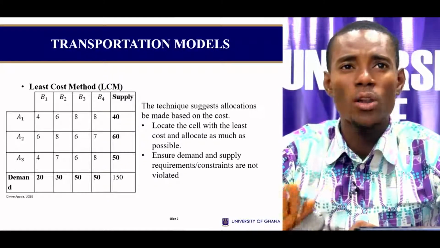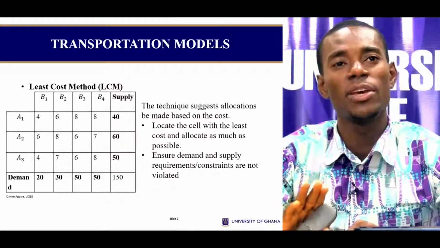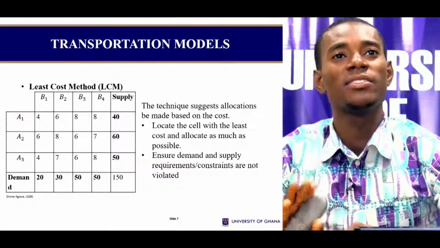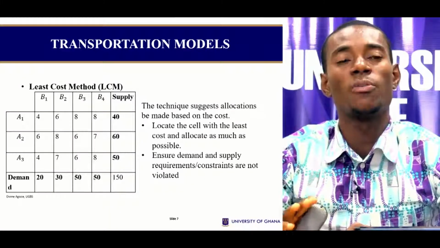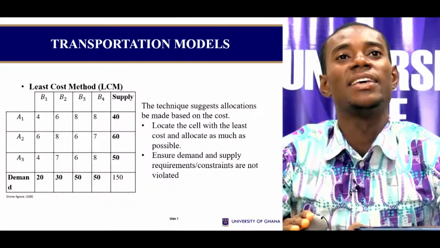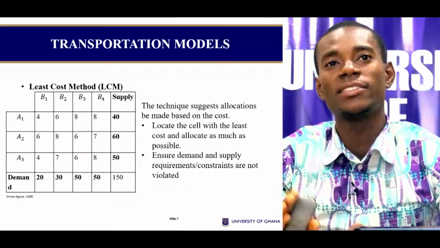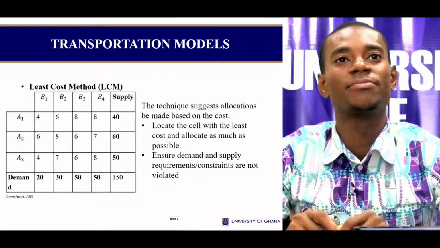So look in all the cells where we have the per unit cost for each, so from A1 you say 4, 6, 8, 8, 6, 8, 6, 7, 4, 7, 6, 8.